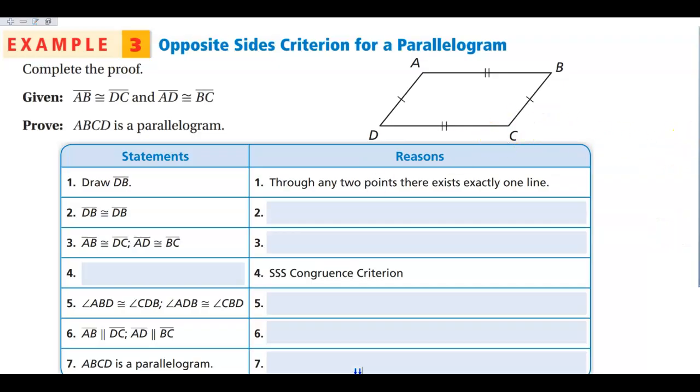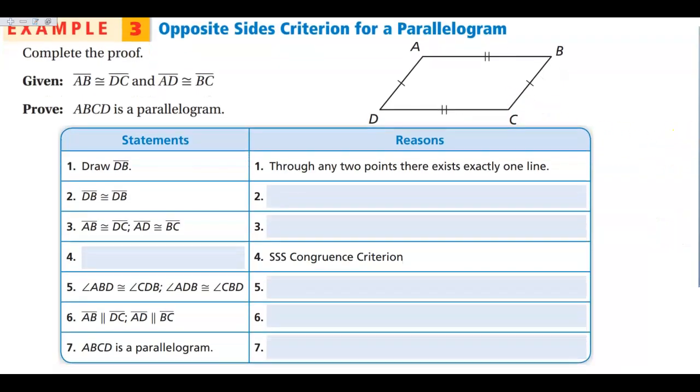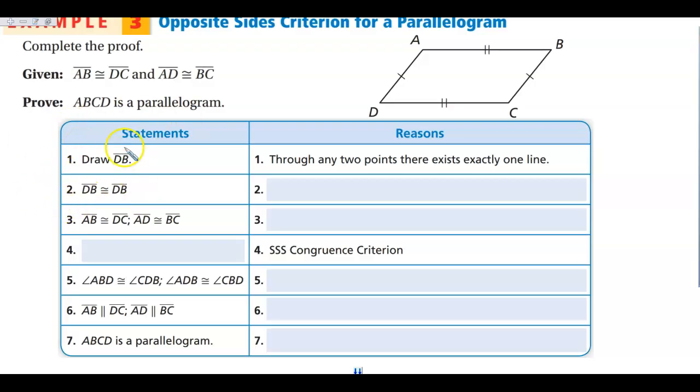Again, our favorite thing ever is our proofs. We're going to start by drawing DB. So go ahead in your notes and draw diagonal DB. We are given that AB is congruent to DC and AD is congruent to BC. We're trying to prove that we have a parallelogram.